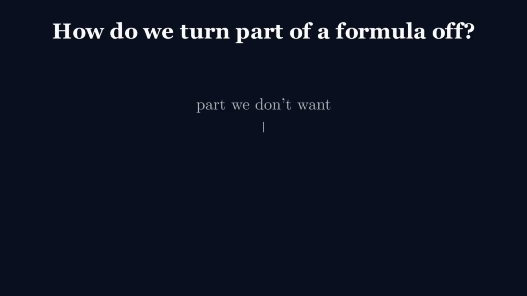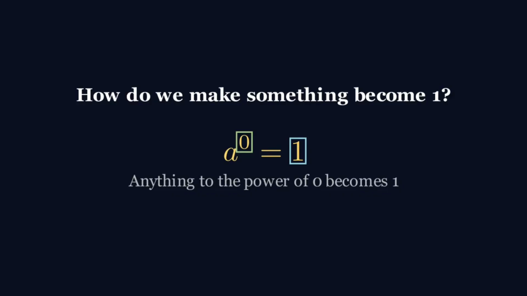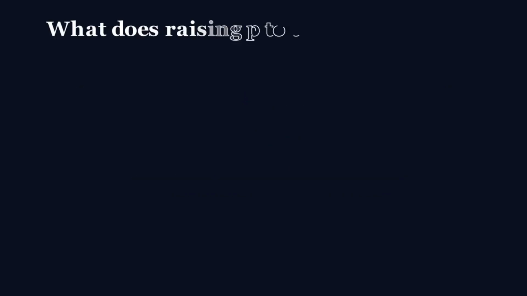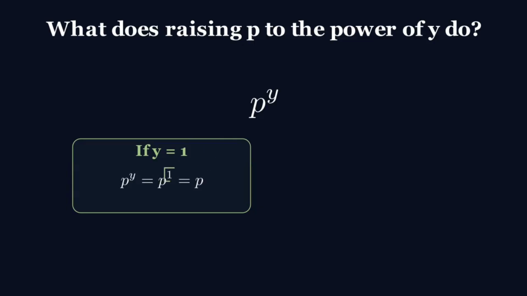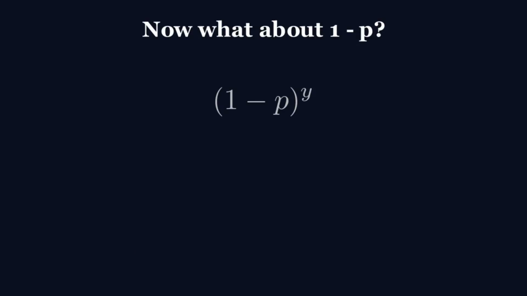So how do we turn part of a formula off? We make it equal to 1, because multiplying by 1 doesn't change anything. For example, x times 1 is always equal to x. And how do we make something equal to 1? We raise it to the power of 0, because anything to the power of 0 is 1. So let's look at P. If we raise P to the power of y, then two things can happen. If y is equal to 1, P to the power of y will just be P. And so P just stays on. But if y is equal to 0, P to the power of y will just be 1. So P turns off.